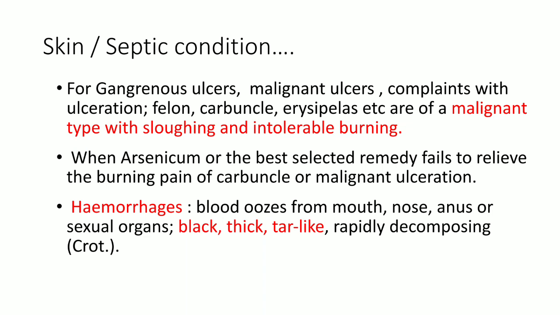This is again a feature of Anthracinum, the best selected remedy or Arsenicum album, because the symptomatology covers almost the symptoms of Arsenicum album. Even if Arsenicum album or the best selected remedy fails, we have the next remedy, that is Anthracinum. Then regarding hemorrhages, blood oozes from mouth, nose, anus and sexual organs, and the nature of the blood being black, thick, tar-like and rapidly decomposing. So much offensive is that, and it oozes from all orifices of the body.